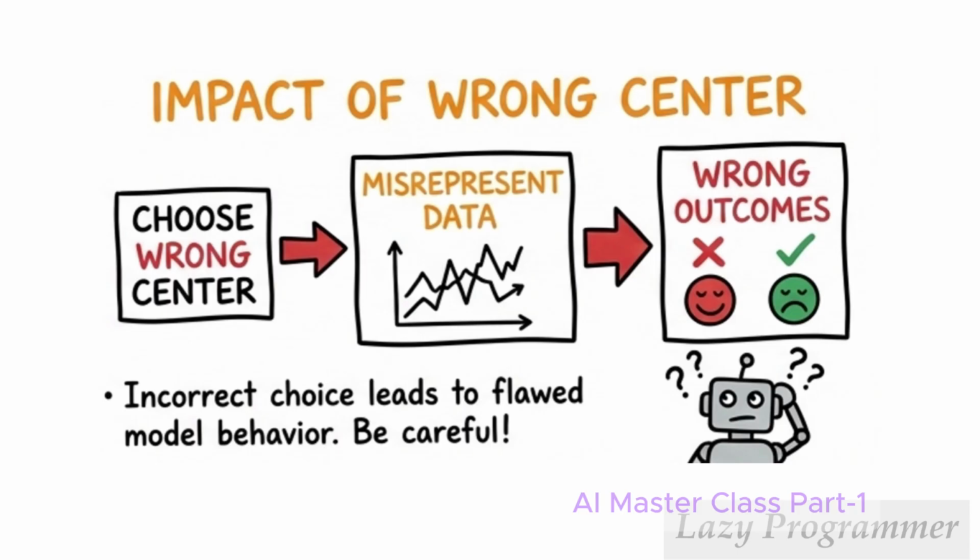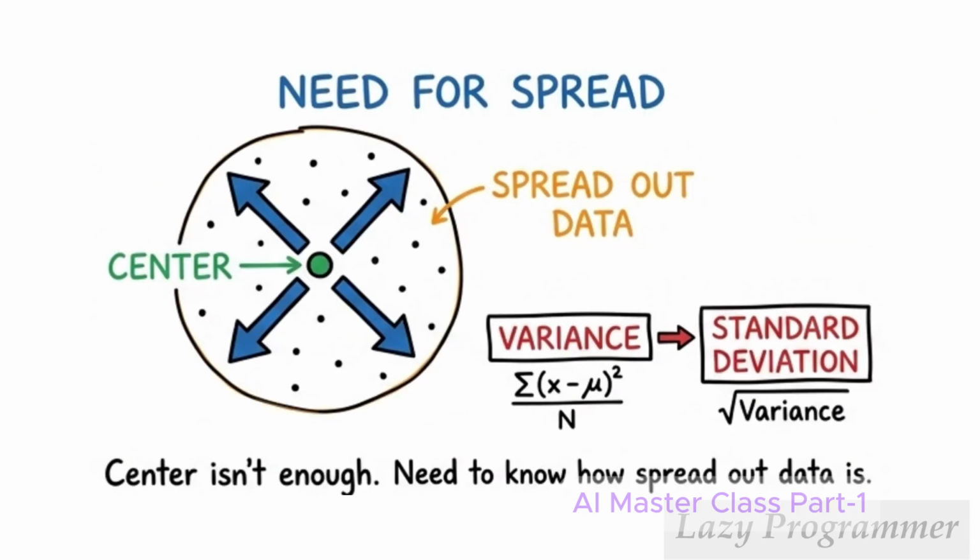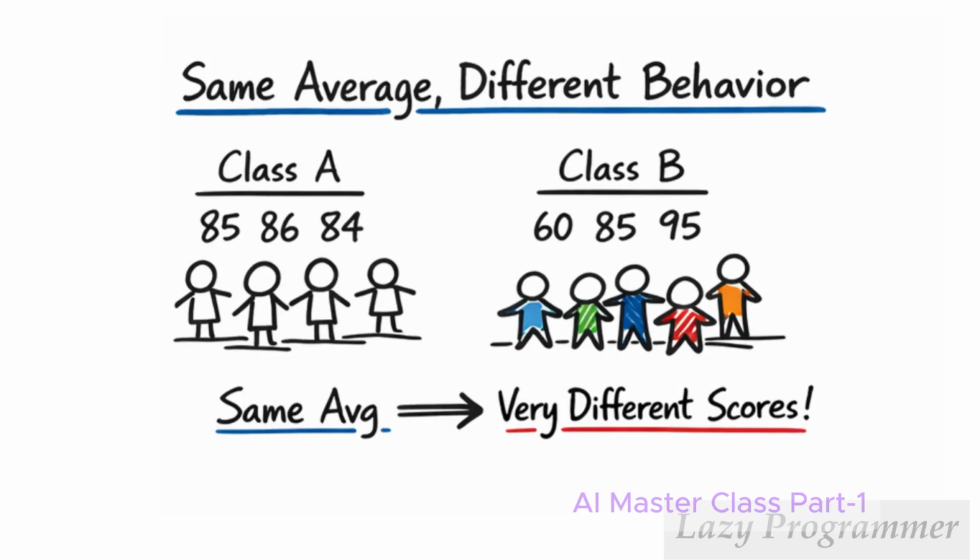Now, knowing only the center of data is also not enough. We also need to understand how spread out the data is. To understand that, we have variance and standard deviation. Let us think of two classrooms with the same average marks, just like in our previous probability video example. So, in one class, almost every student scored close to the average, but in the other class, some students score very high and some are very low. So that resulted in the same average but completely different behavior.